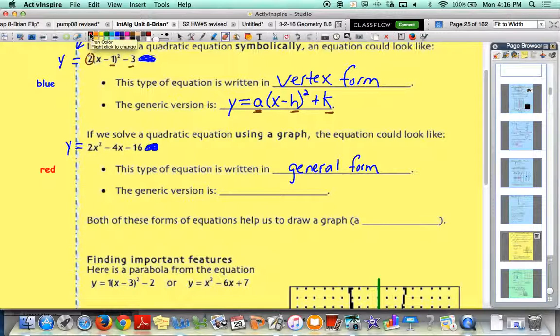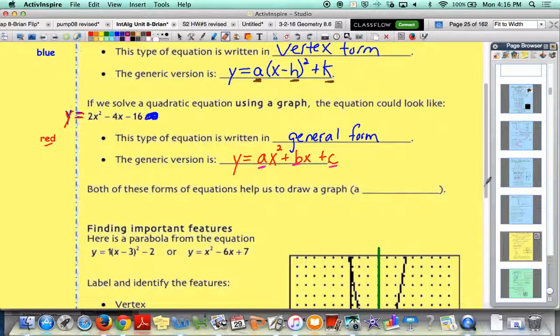Let's say this is in red, just to differentiate it. So we have y equals ax squared plus bx plus c. Once again, there are going to be numbers in the spots for a, b, and c. X and y will stay in the equation, but there will be numbers in the spots for a, b, and c, and those numbers will mean something. Both of these forms of equations help us to draw the graph, and you know the graph of a quadratic equation is called a parabola.